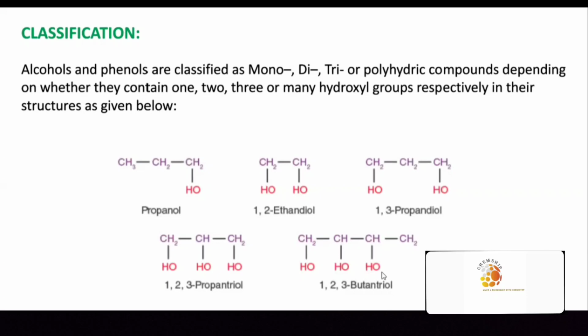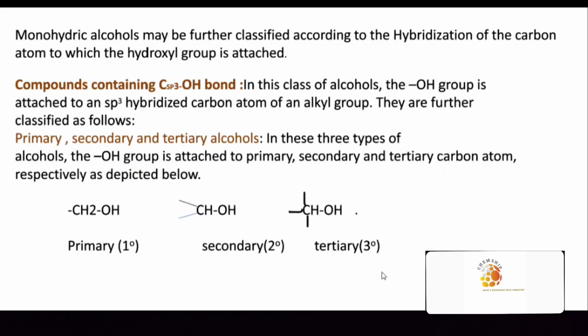Let us see another type of classification. We can classify monohydric alcohol further into three different types: primary, secondary and tertiary. In these three types of alcohol, the OH group is attached to a primary, secondary or tertiary carbon respectively, as depicted below. In primary alcohols, the carbon atom attached to the OH is attached to only one other carbon, or to no other carbons. In secondary alcohols, the carbon atom which has the OH group is attached to two carbon atoms at a time. In tertiary, the carbon atom which has the OH group is attached to three carbons at a time. This type of classification applies only to carbon which is sp3 hybridized.